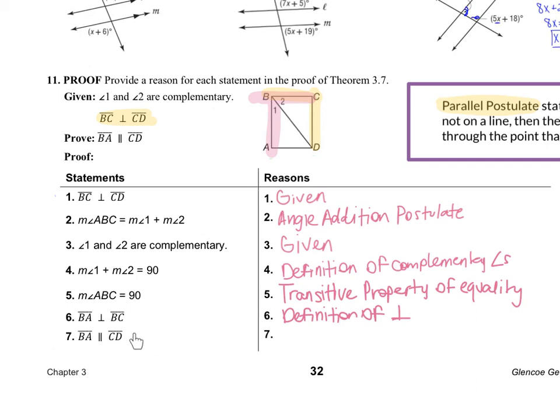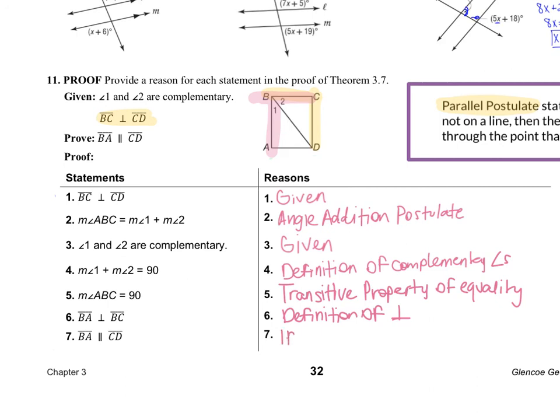Last but not least, number 7. 99% of the time, the last number in your two-column proof is what you're trying to prove. This is going to be the explanation of your proof. I know I just said proof like 5 times in the same sentence. Sorry. So BA is parallel to CD. We're trying to figure that out. We know that we have some perpendicular here, some perpendicular here.